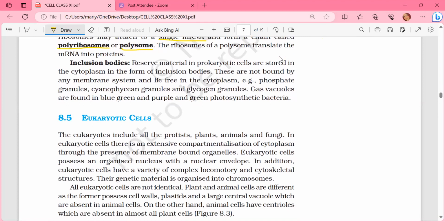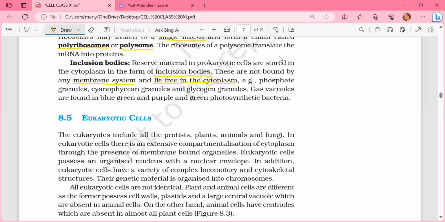Now talking about the inclusion body. The reserve material in the prokaryotic cells is stored in the cytoplasm because there are no compartments, nothing is there. So these are stored in the inclusion body. The reserve food material is present in the cytoplasm only, but in the form of inclusion bodies. And obviously they are not bound by any membrane. Since it is a prokaryotic cell, no membrane is there. These inclusion bodies lie freely in the cytoplasm.